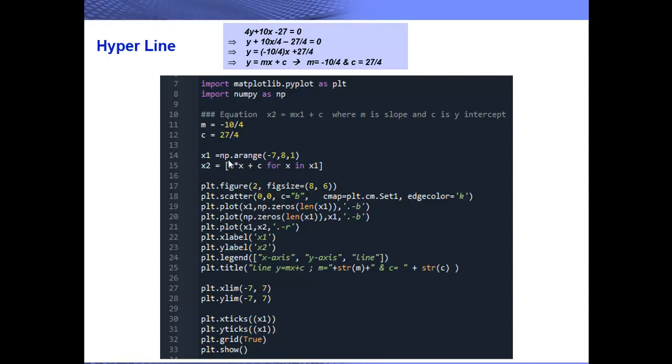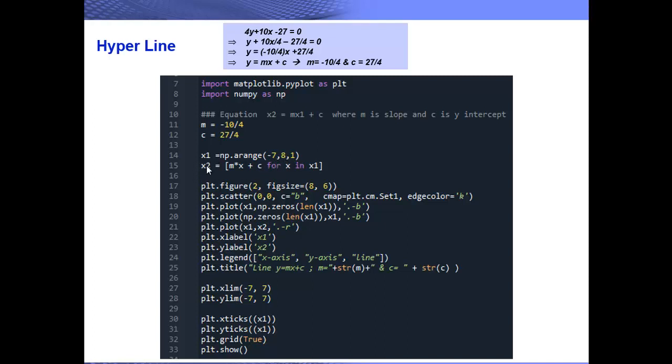You can use the numpy library for that, np.arange, and it will give an array with the values -7, -6, -5, -4, -3, -2, -1, 0, 1, 2, 3, 4, 5, 6, 7, and the 8 will not be included. This is because of the steps: we were taking steps of 1, starting from -7 up to 8, but not inclusive of 8.